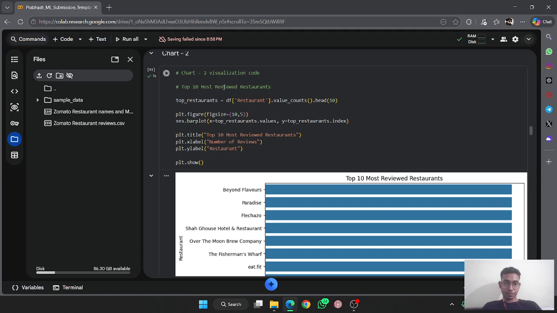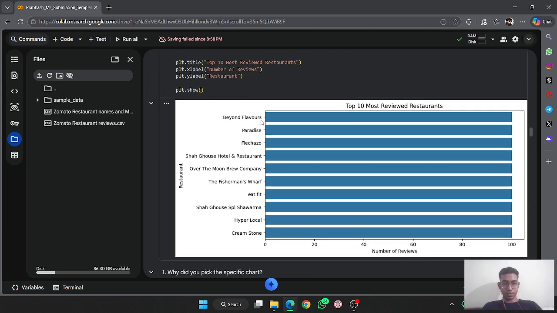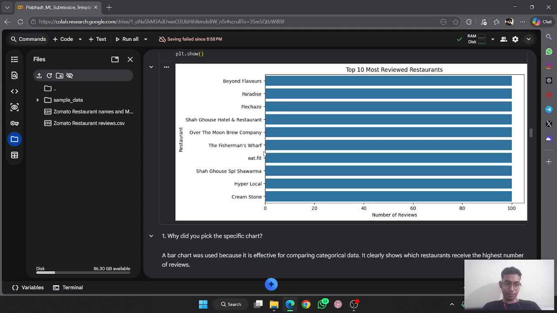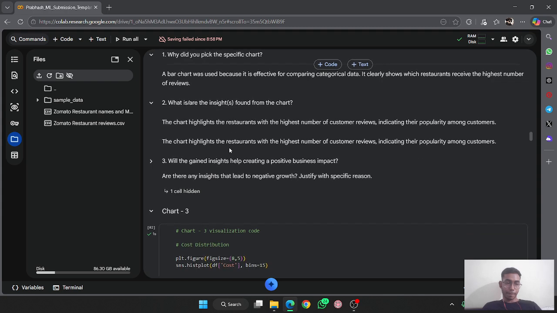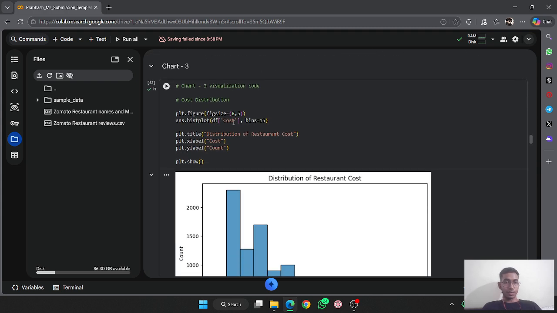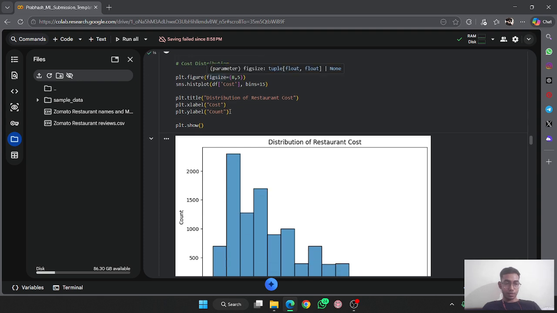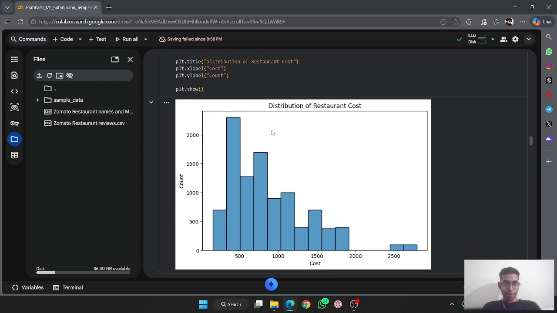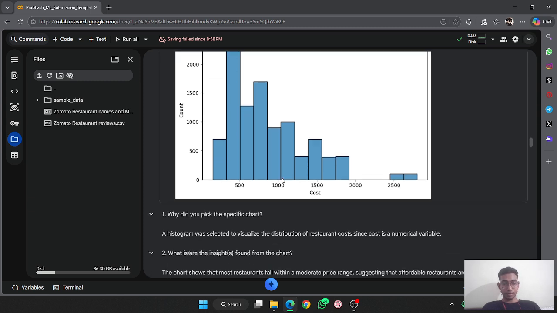Chart 2, top 10 most reviewed restaurants. This chart shows restaurants with the highest number of reviews. Restaurants with more reviews are usually more popular and attract more customers. Chart 3, cost distribution. This chart shows the distribution of restaurant cost. Most restaurants fall within the moderate price range, indicating that affordable restaurants are common.